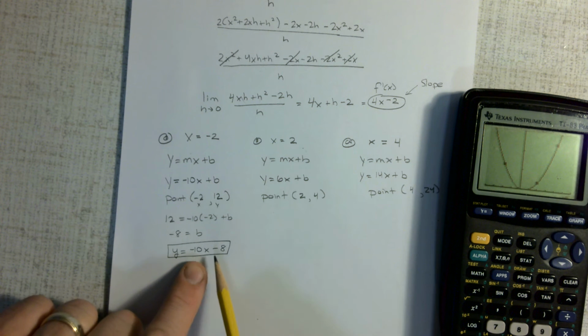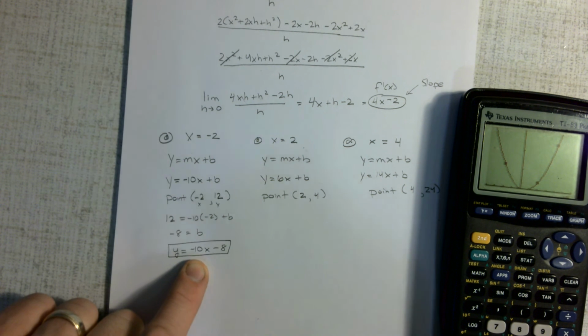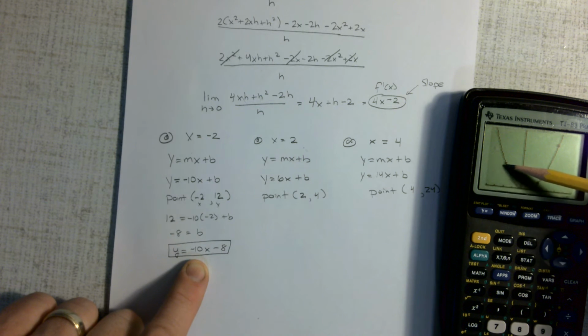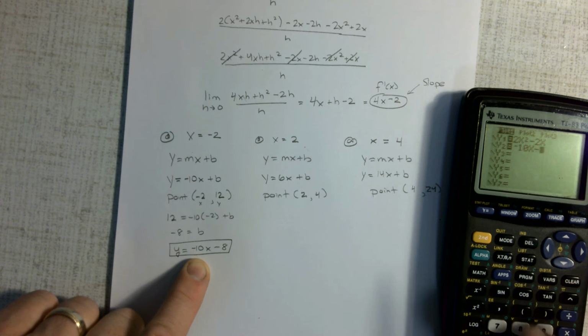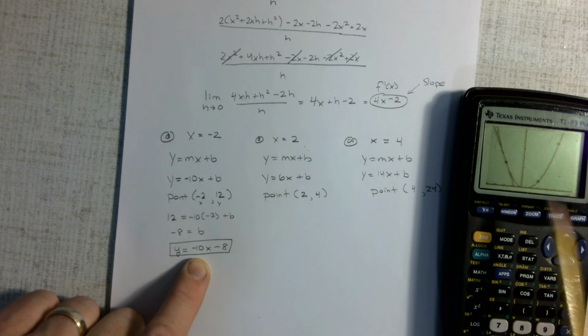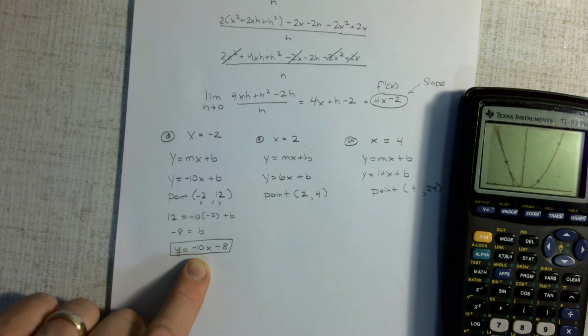Alright, let's graph this line. And this line should hopefully, if we've done it right, touch that point over there. Y equals, I haven't done it yet, so maybe we made a mistake. But no, it's right there, that line touches it.